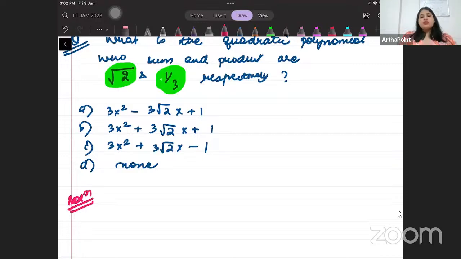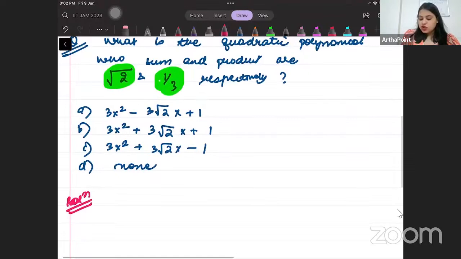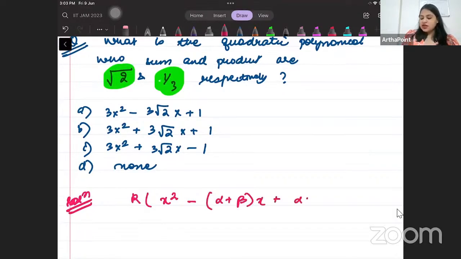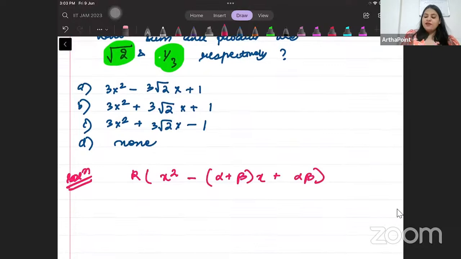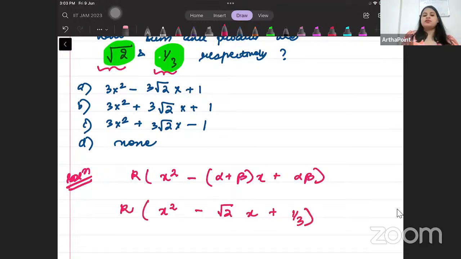Okay, beta. I just taught you this. So you have to write the equation in the format k into x square minus alpha plus beta x plus alpha into beta. This is how you can write this equation. Beta, it is given to you that alpha plus beta is √2. So alpha plus beta is √2. It is given to you that alpha into beta is 1/3. So alpha into beta is 1/3.